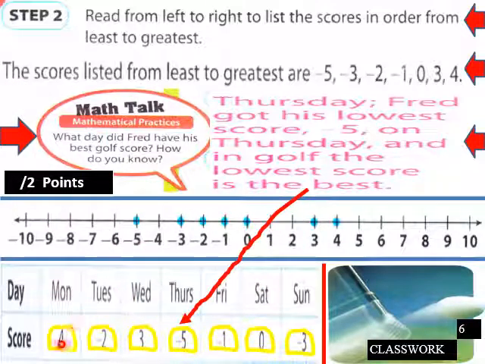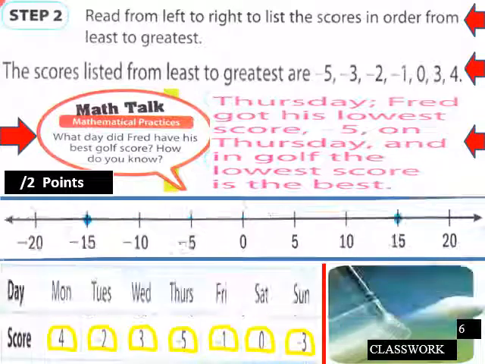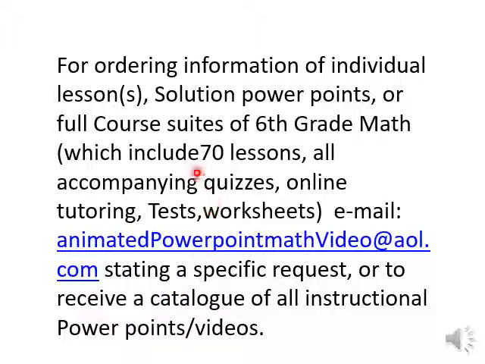Why does that keep going? Okay, let's go on. Right there. Yeah, we got it. Back to our number line.